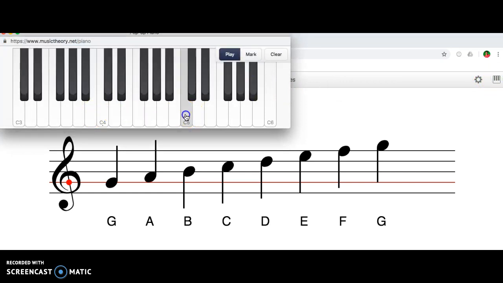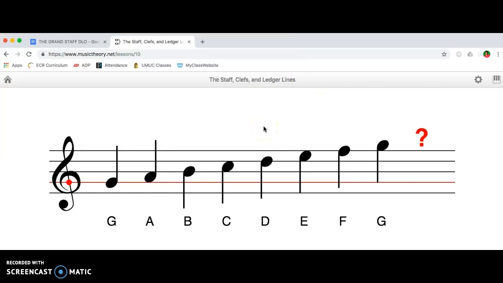Well, we'll take a high C, D, E, F, and G. But wait, we got up here and there are no more lines. What happens now?